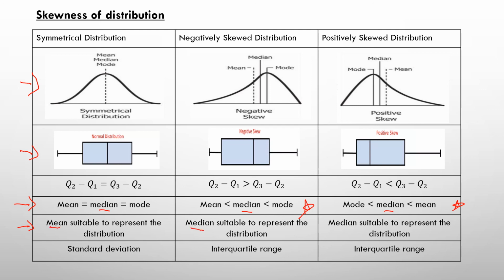Okay. So for the last row, they will ask what kind of measure of dispersion is the most suitable for this kind of skewness of distribution. For symmetrical distribution, the standard deviation is the most suitable. For negatively and positively skewed, they are the same: the interquartile range is the most suitable.